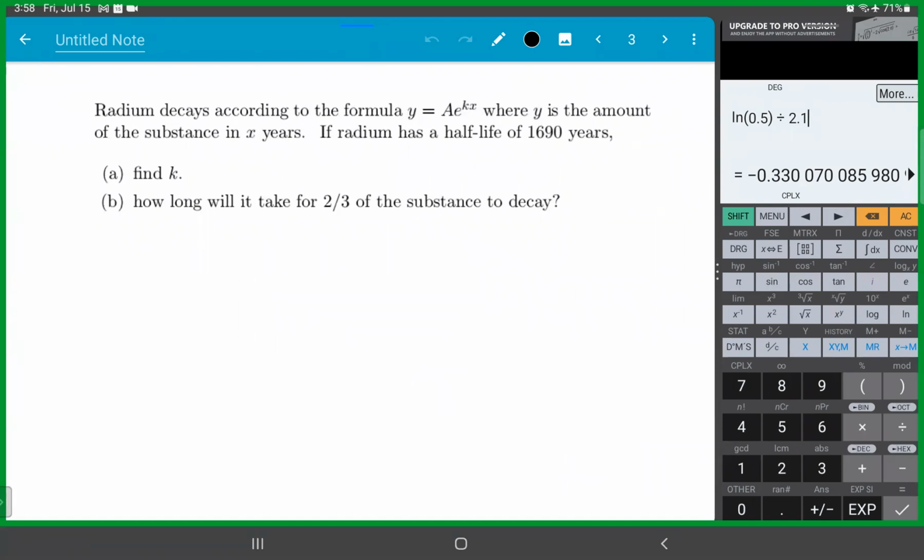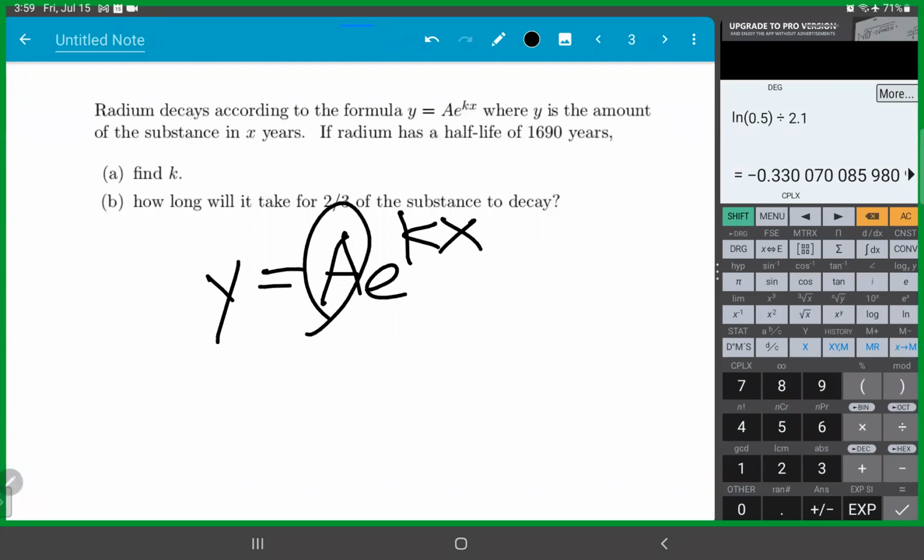Radium decays according to the formula y equals a e to the kx, where y is the amount of the substance in x years. If radium has a half-life of 1,690 years, find k. So how do we get the unknowns there in the problem, namely a and k? We are just told that the half-life is 1,690 years. How will that help?